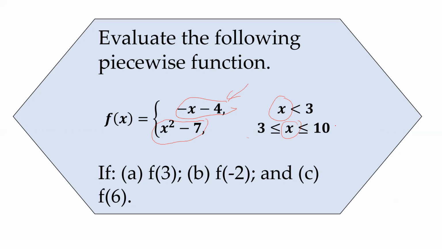Ibig sabihin, if the replacement value is greater than or equal to 3 but less than or equal to 10, you have to use x squared minus 7. Now we are asked to evaluate three replacement values. So we have to start with the replacement value of 3, and next is negative 2, and next is positive 6. So we will have the solutions for this.